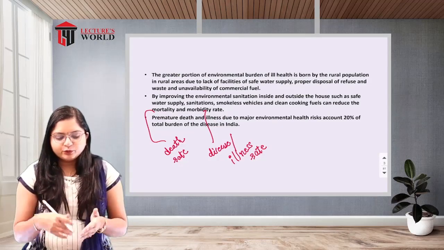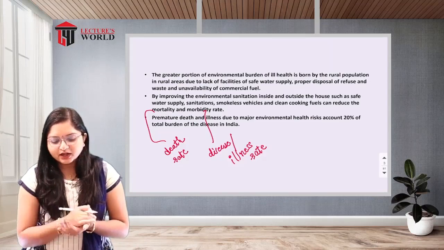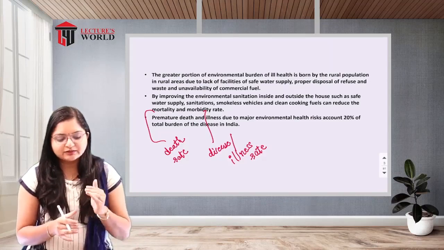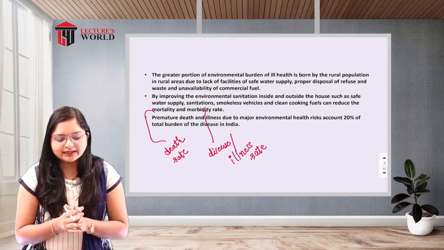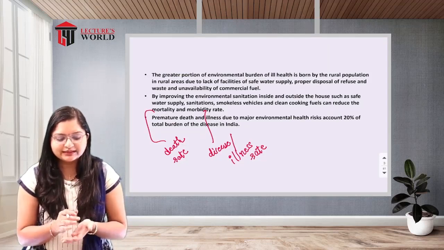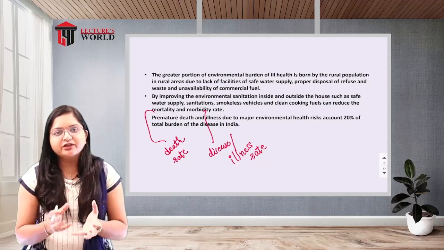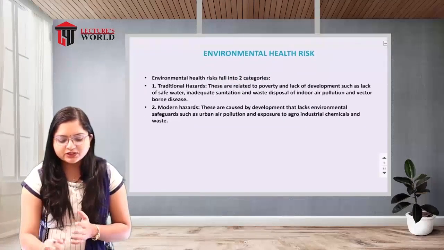So if we improve this kind of environmental sanitation inside and outside our house, it can ultimately lead to a lower mortality rate and lower morbidity rate. Premature death and illness due to major environmental health risks account for 20% of the total burden of diseases in India. So this is a brief introduction of the chapter. Now we'll see the chapter.